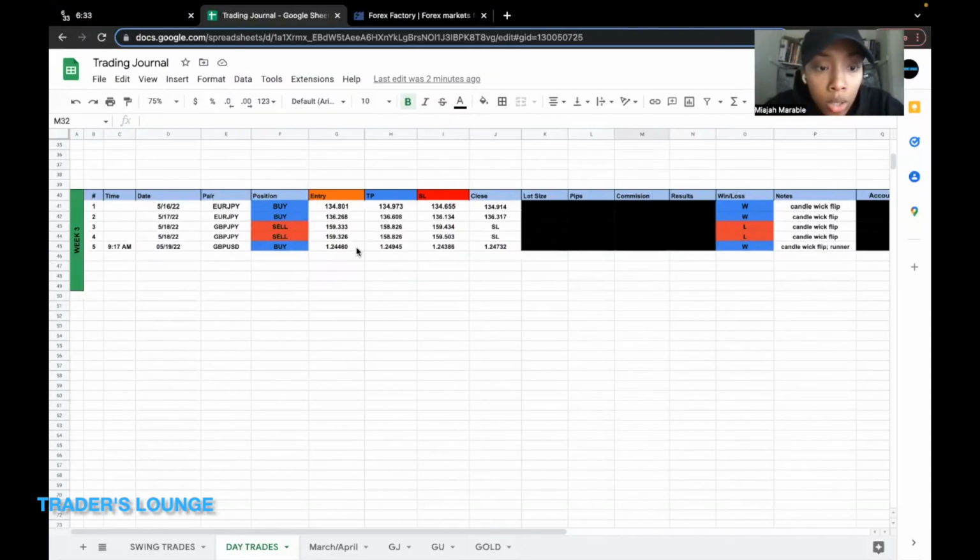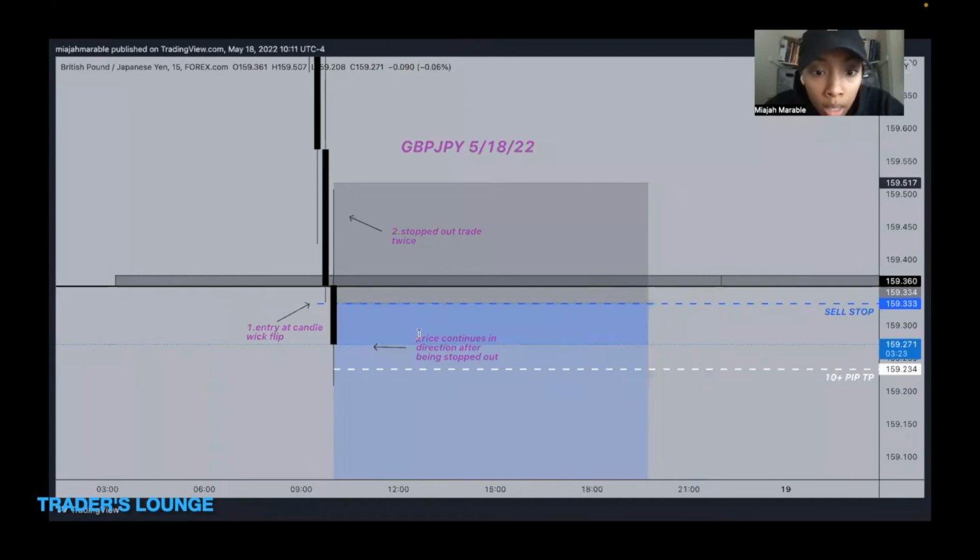So this is on Wednesday. I took a loss. This trade right here made me want to start thinking about what time I am placing my trades.